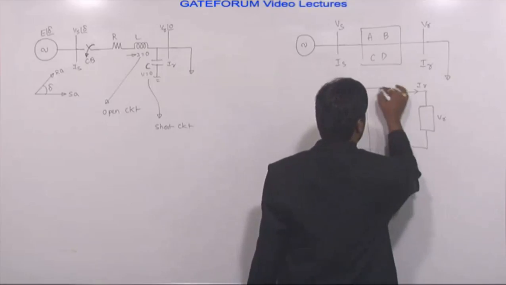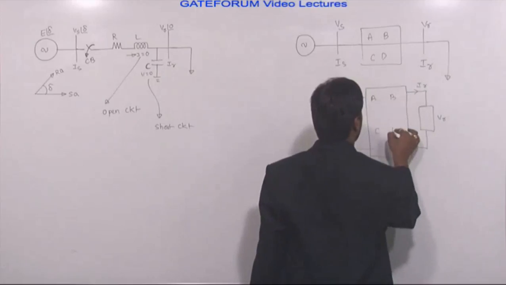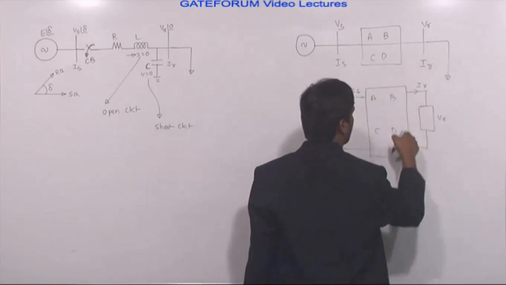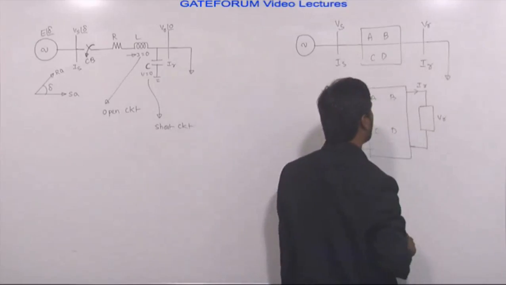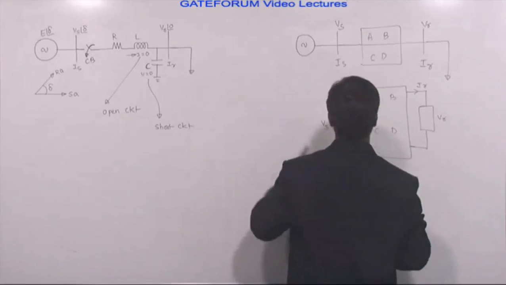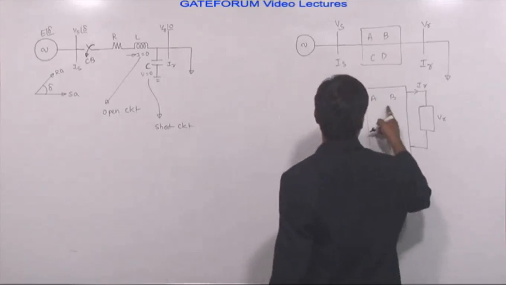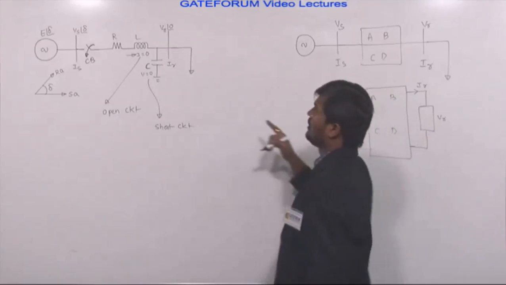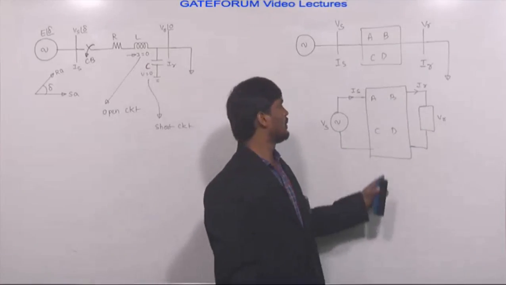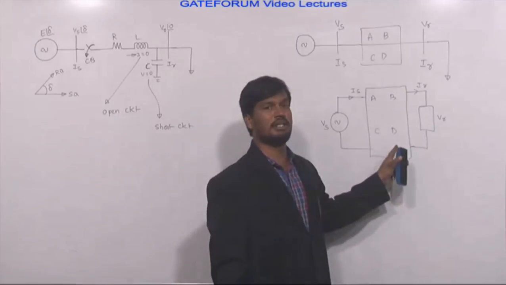By using ABCD parameters. Sending end is the source side, VS, IS. Receiving end is the load side, VR, IR. How are both connected? By using ABCD parameters. In order to calculate the units of A, B, C, D, we have to apply the open circuit effect as well as the short circuit effect. Reason: the inductor initially does not allow sudden change of current, and the capacitor does not allow sudden change of voltage. That is the reason why we first apply open circuit, then short circuit to calculate the ABCD parameters.